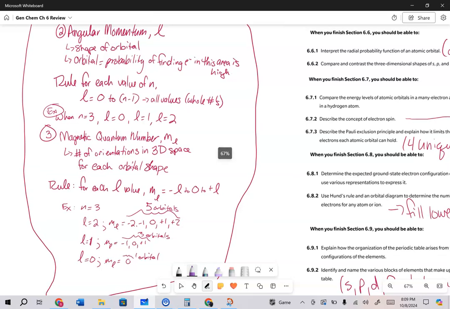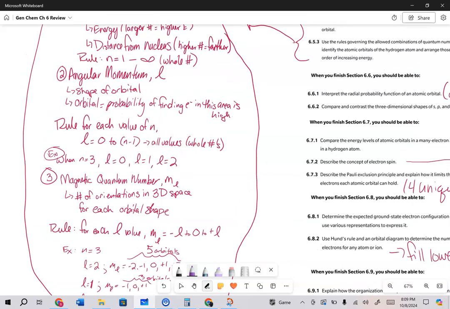is on quantum number 2, which is angular momentum, L, which represents the shape of an orbital. And what we call an orbital is defined by those probability radial functions in section 6. So I wrote, probability of finding an electron in this area is very high. That's where we're going to come and look at 6.1.